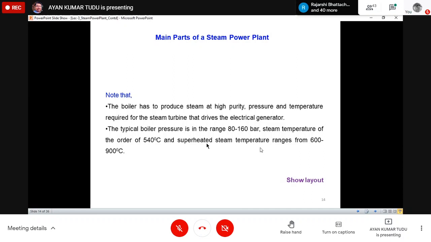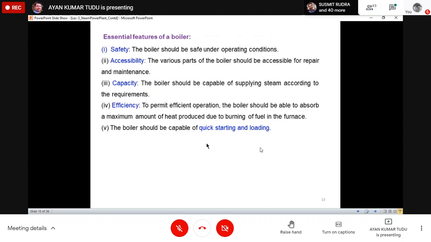So what should be the essential features of the boiler? Number one should be safety. That is, the boiler should be safe under all operating conditions. Next is accessibility. That is, the various parts of the boiler should be accessible for repair and maintenance. Third is capacity. So the boiler should be capable of supplying steam according to the requirements. And the fourth point is it should be efficient.